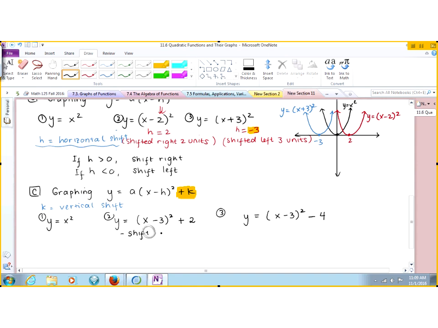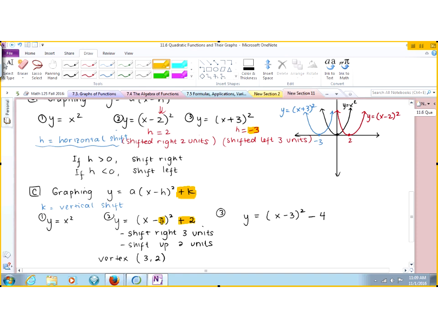Do I shift right or left? Yes, so this is shift right. Why is it right? Yes, h is positive 3, right? How about this plus 2? Shift up. So k is 2. Shift up 2 units. Good. So tell me what the vertex is. What is it? 3 comma 2. Yes. Because you shifted right 3 units, you shifted up 2 units.